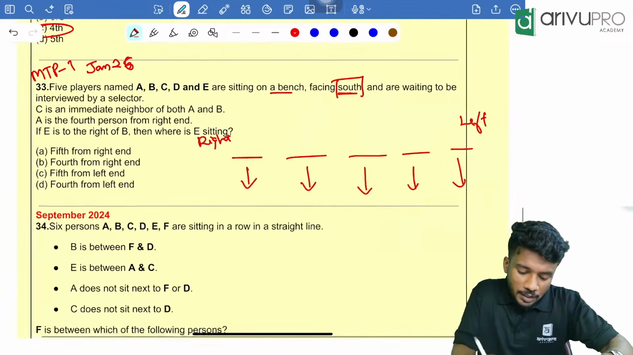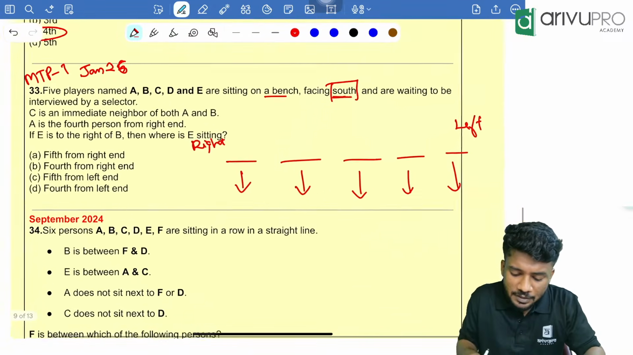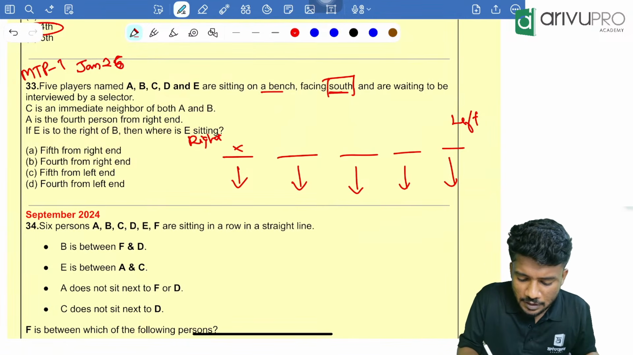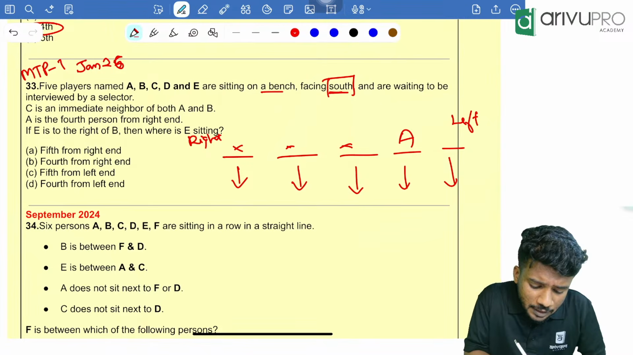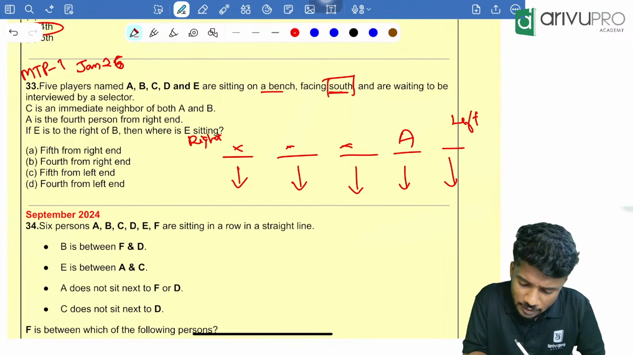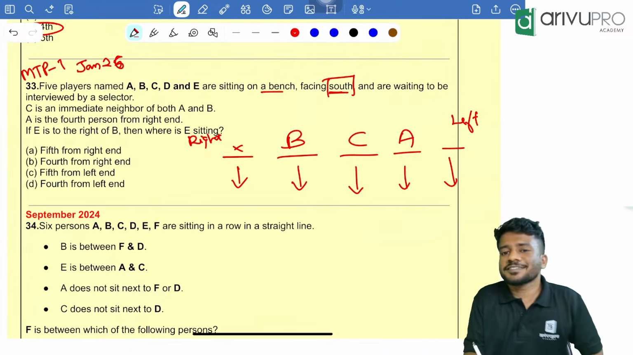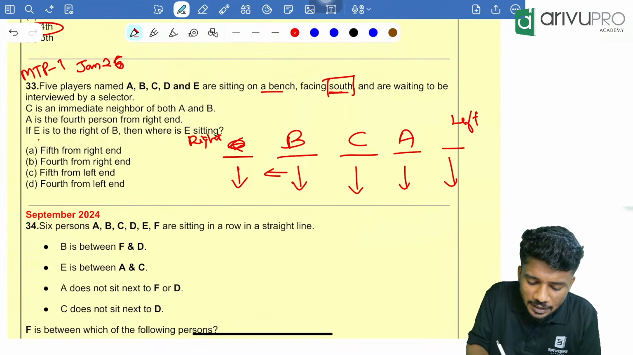Next one. What are they telling now? A is 4th person from the right end. That means A is over here. First person is here, second person here, third person here, and A is 4th from the right end. E is right of B. Then C is immediate neighbor of both A and B. E is to the right of B, towards this side. E is over here. Then who is remaining?